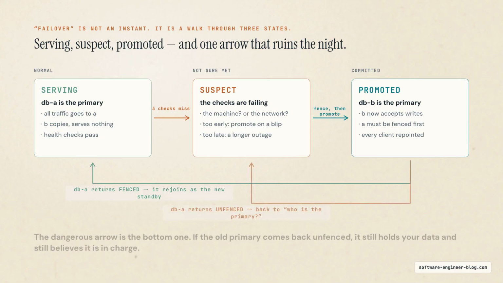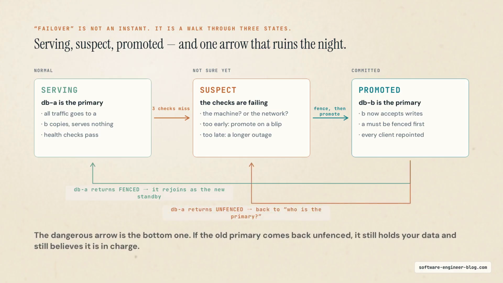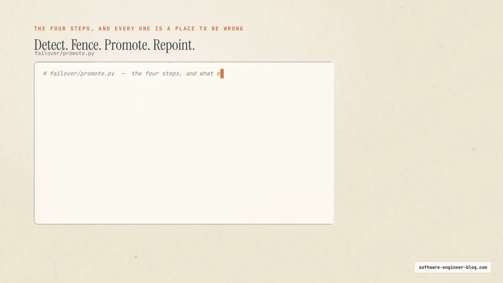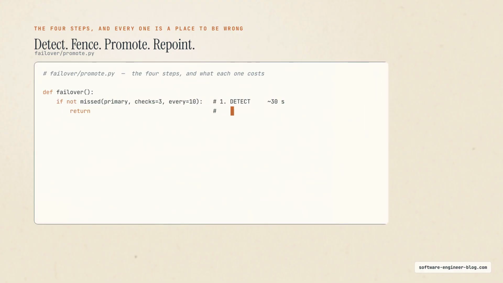That last arrow is where most real failover incidents actually go wrong. Here are the 4 steps as code. Step 1, detect. 3 failed checks, 10 seconds apart. 3, not 1, because a single mischeck is usually just a network hiccup, and promoting on a hiccup is worse than waiting. Step 2, fence.